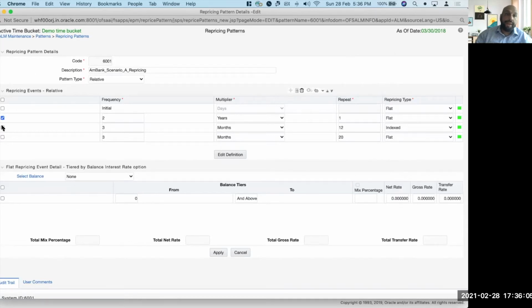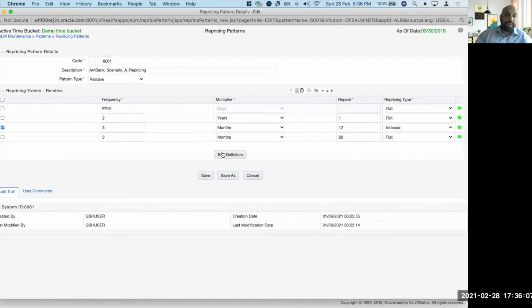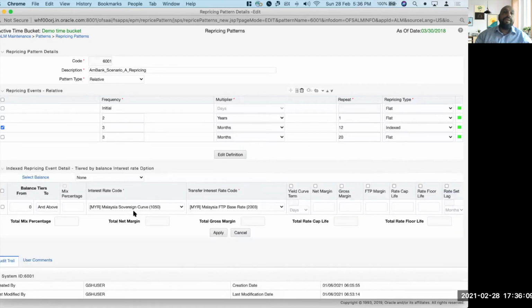If you look at the next 3 years, and if you look at the definition, I have instructed the application to pick up the Malaysia sovereign curve. In this case it could have been any of the curves, but I've chosen the Malaysia sovereign curve; this could be LIBOR, SIBOR, any of the interest rate curves that are applicable and need to be set up for that particular instrument.